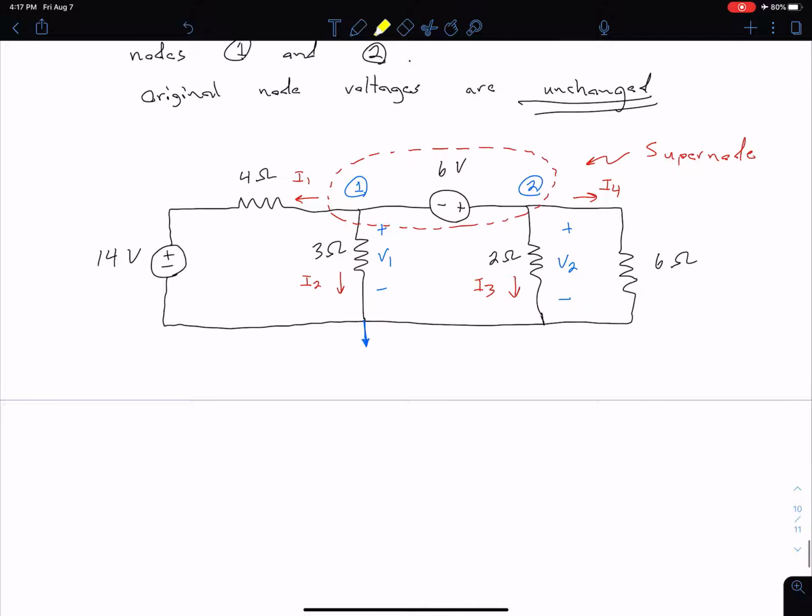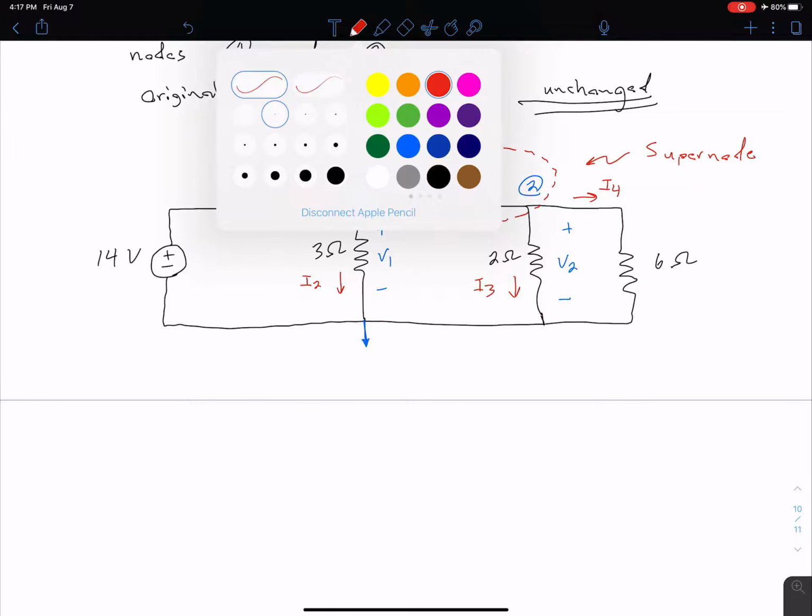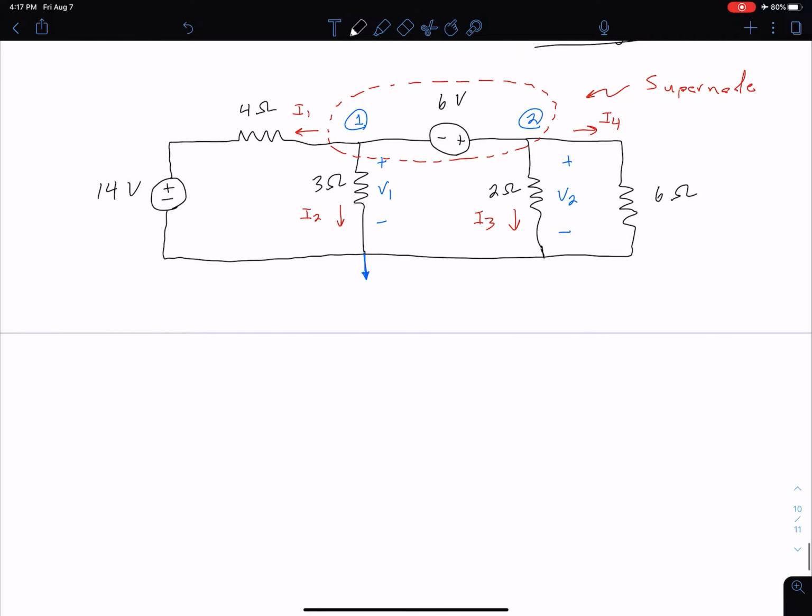Okay, so we've got the supernode. So now instead of writing a node 1 and node 2 equation, what we can do is write a supernode equation. So we can say the equation for our supernode is going to be equal to, we just do the KCL, right? So we have I1 plus I2 plus I3 plus I4. So all of those are going out and zero current coming in. So we've just done our KCL here.